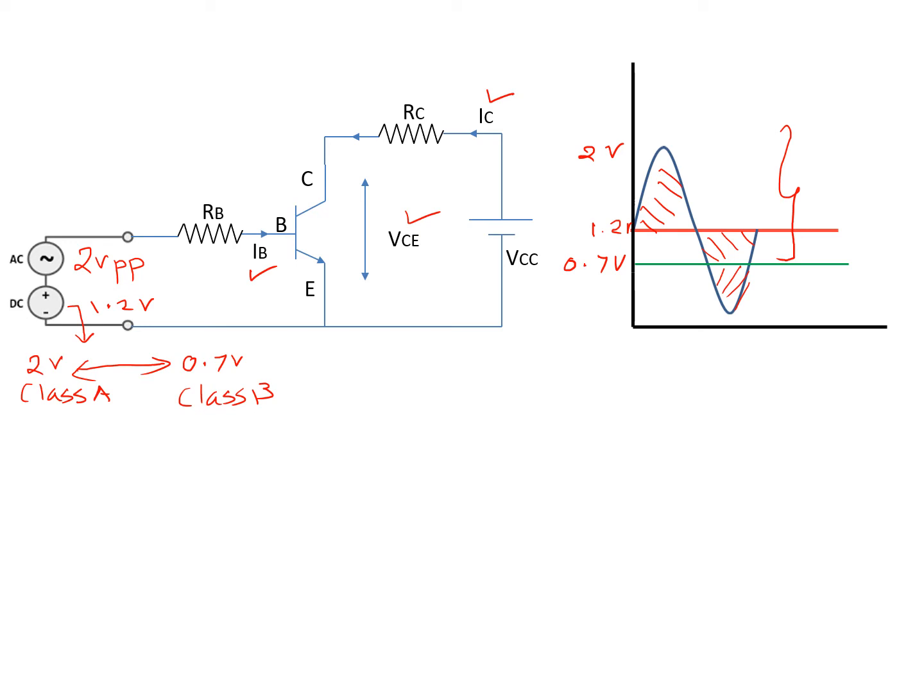So IC depends on IB. The waveform for IC would be like this. It is obvious because for this much part, IB is flowing, so there is IC for that. So we can say output current flows for more than 180 degree but less than 360 degrees. Now see the waveform for VCE. It is inverted because of common emitter configuration.